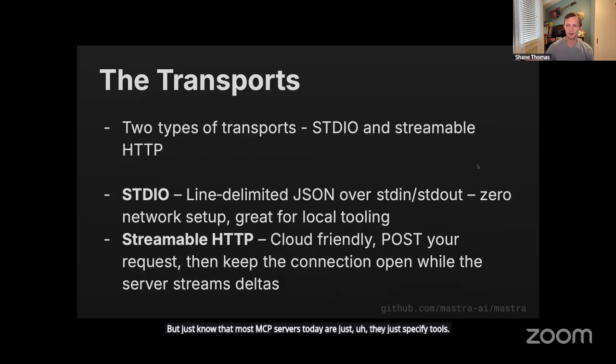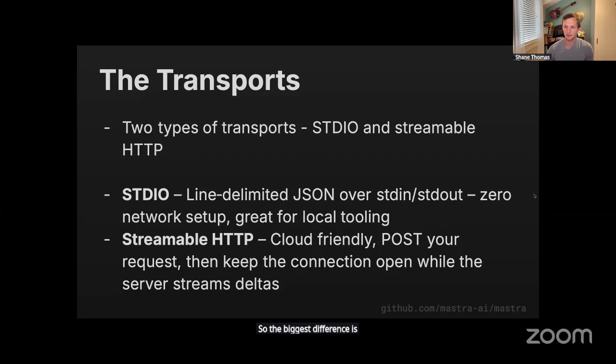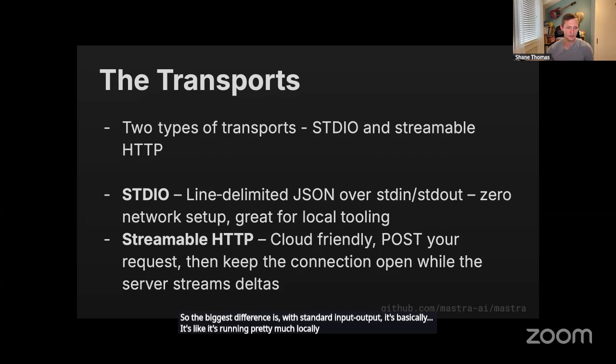There's a couple different kinds of transports for how you can run these MCP servers. One is standard input output, STDIO, and one is streamable HTTP. The biggest difference is that with standard input output, it's running pretty much locally. You run it locally. It's a package that runs on your local system. It's just JSON that gets passed back and forth.